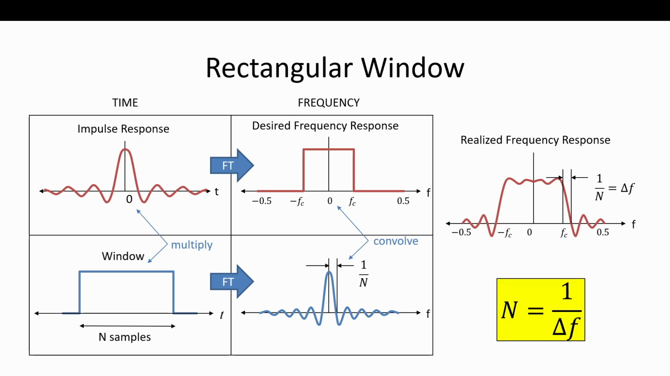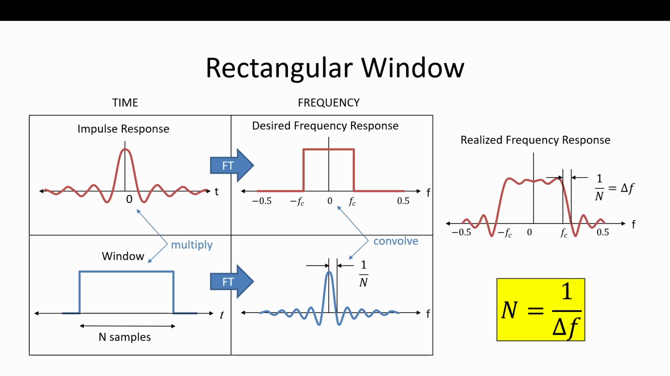But ultimately what I want you to see is, there's this desired frequency response that we want. We multiplied it in time by a rectangular window. So we're going to convolve that desired one with this impulse response, with this sinc function that we get in frequency. We're convolving the two, and that is giving us this realized frequency response. We slid one past, convolved and smeared, if you can picture that.